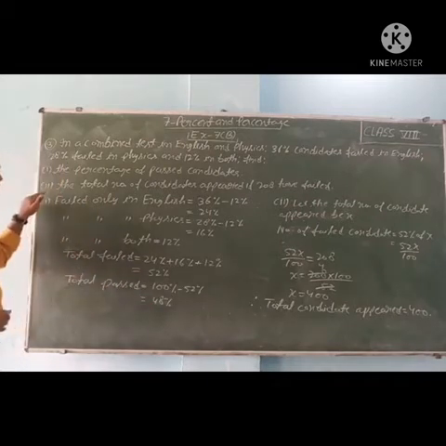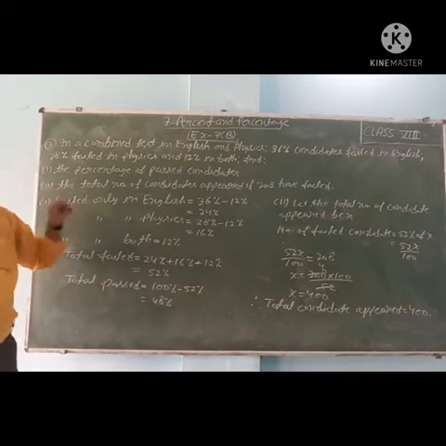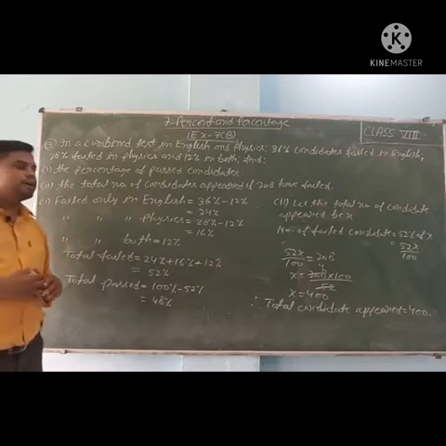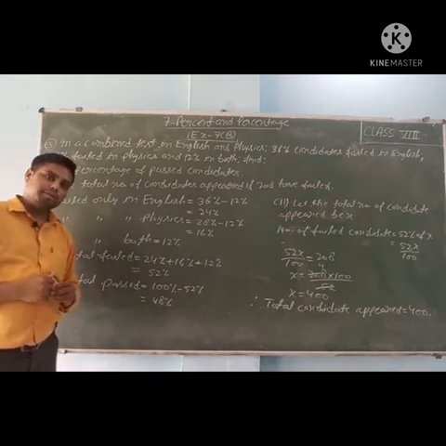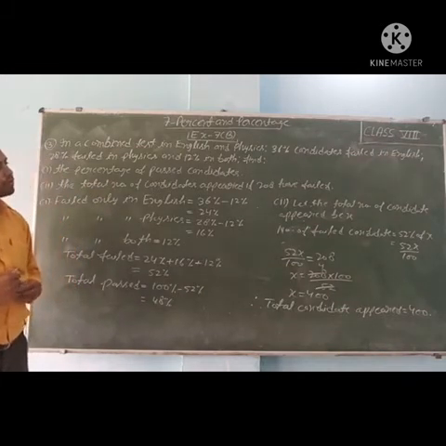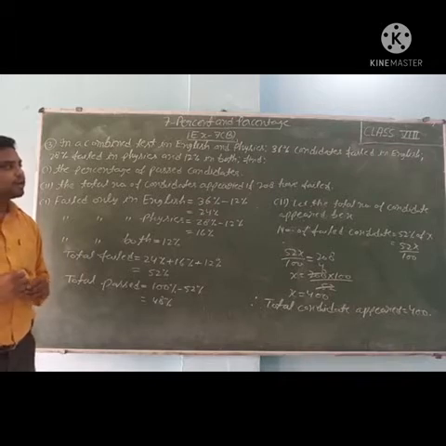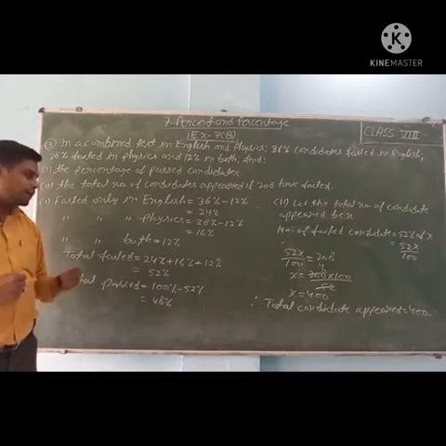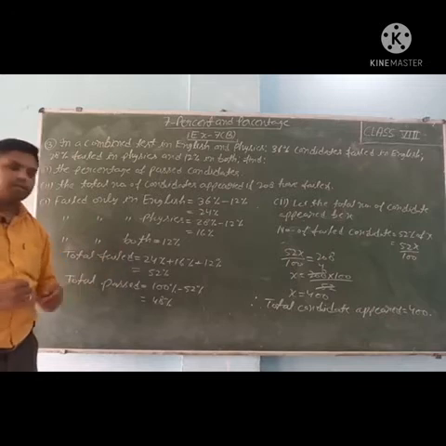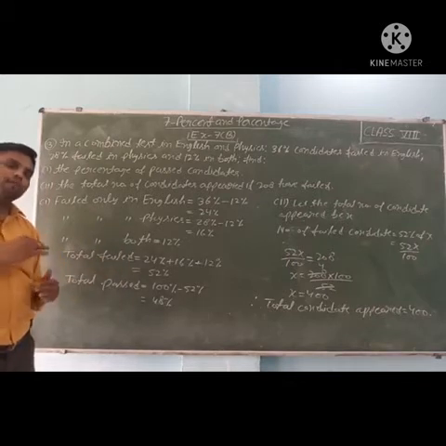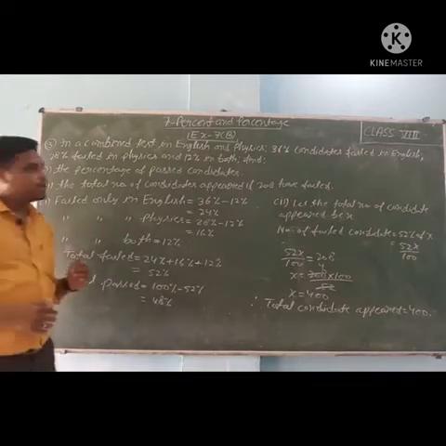Now the second part is the total number of candidates who appeared if 208 have failed. So what numbers are given? 208 have failed, and we also have it in percentage, and we have to find the total number of candidates who appeared.